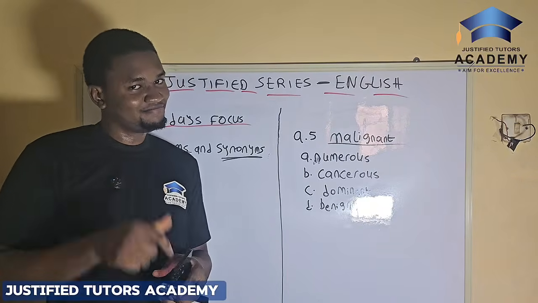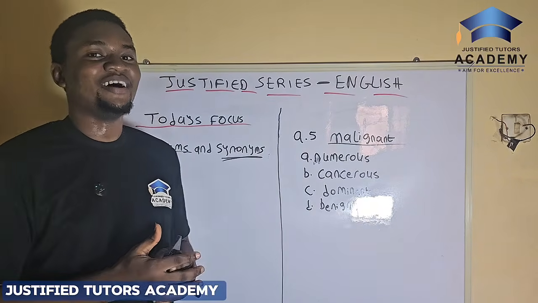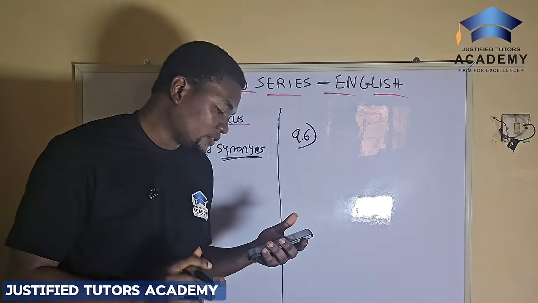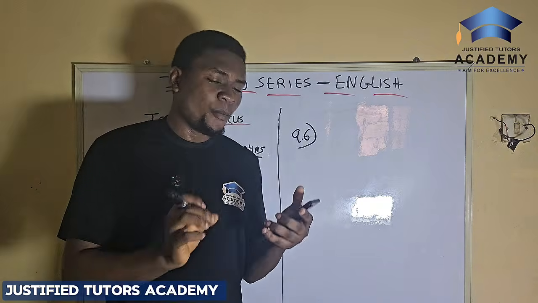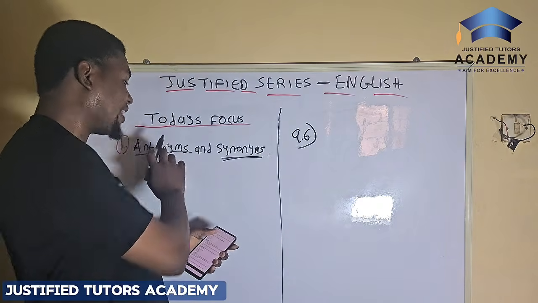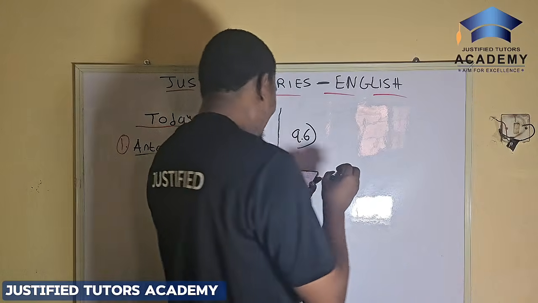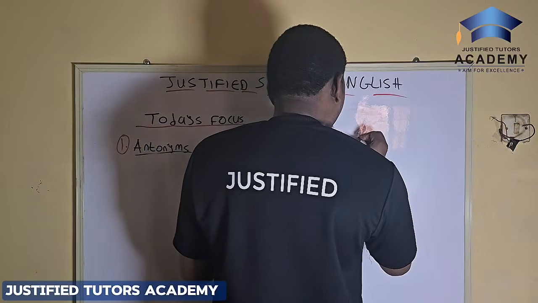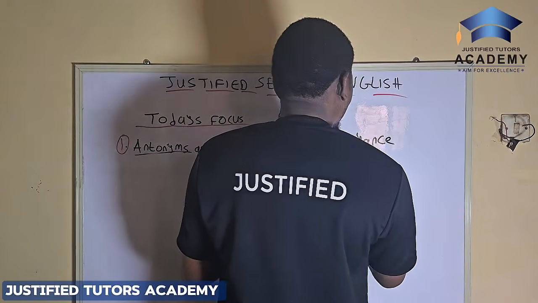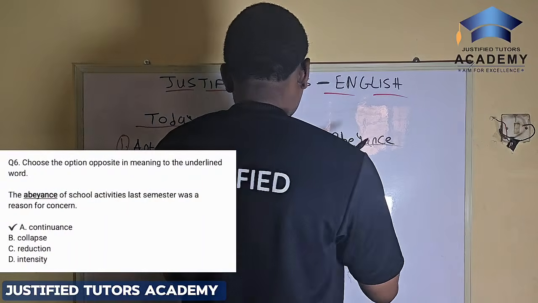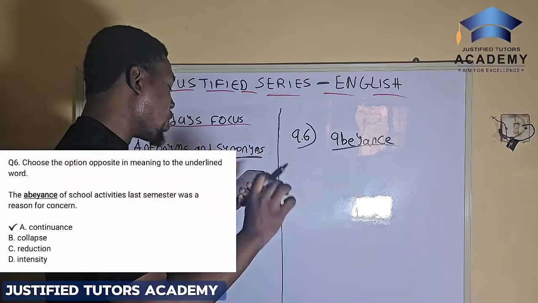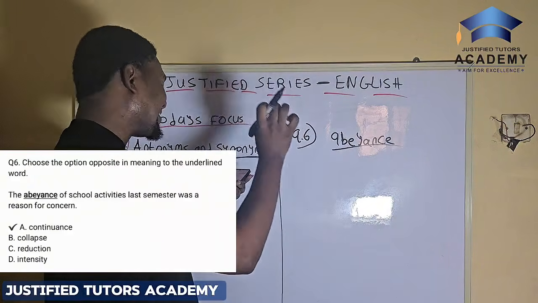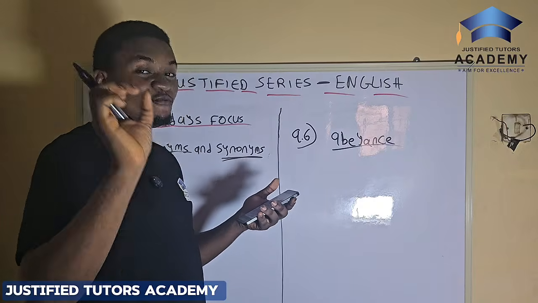If you've got 5 questions right, kudos to you. Let's do question 6 now and let's see how you do. Just keep it up. Question 6 says, choose the option opposite in meaning to the underlined word. Still antonyms. The underlined word here is abeyance. The abeyance of school activities last semester was a reason for concern.